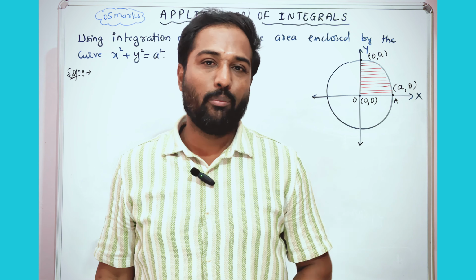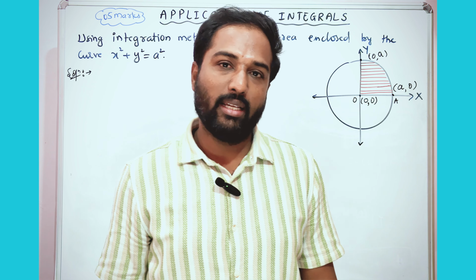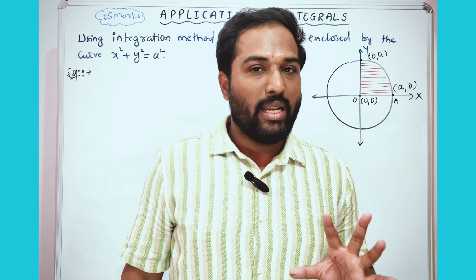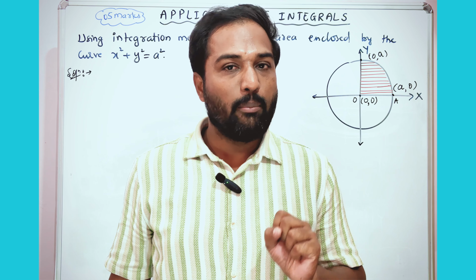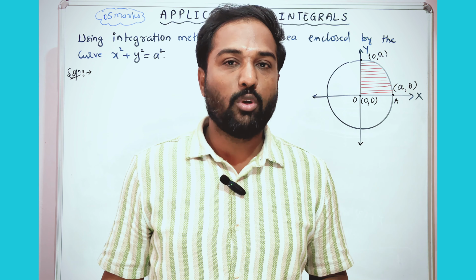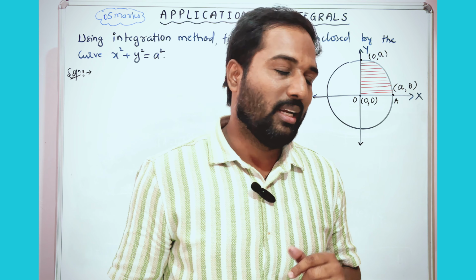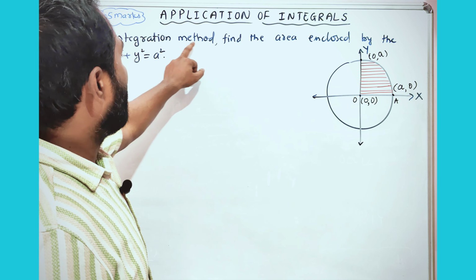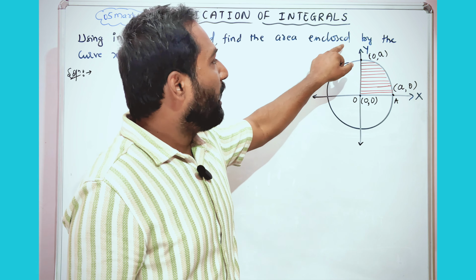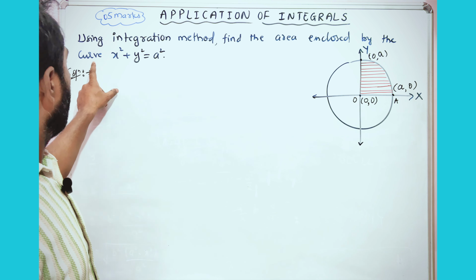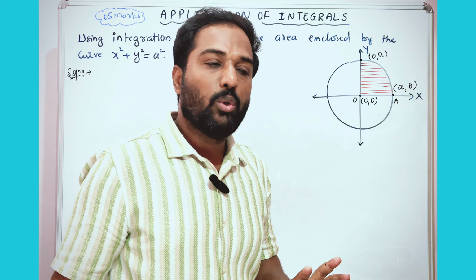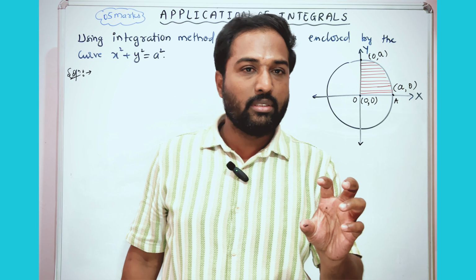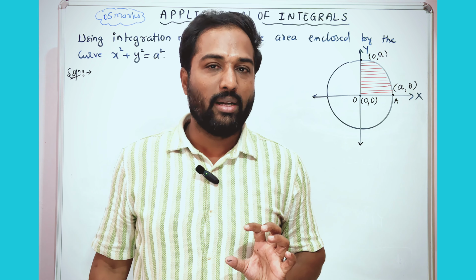Again, we'll solve one more important example on application of integrals. Previously we solved an example on ellipse. Now we'll solve an example of a different kind of geometry, that is the equation of a circle. Using the integration method, find the area enclosed by the curve x square plus y square is equal to a square. You should know the equations and their associated geometries.